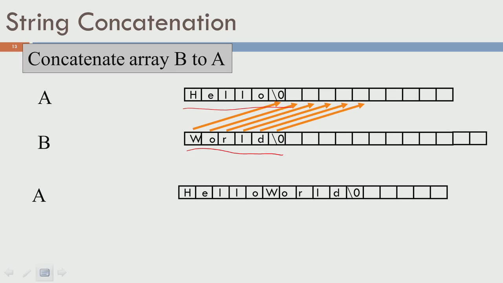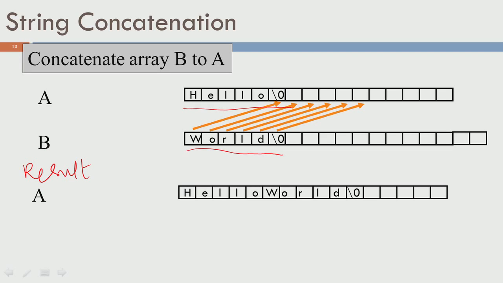So, I am trying to concatenate B to A, and as a result I want this. You can see how this is supposed to be done. Clearly A must have space for copying B to the end of it. If A had less space than the size of B plus A included, there is a problem, right.